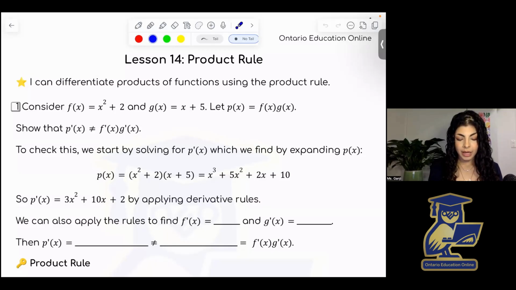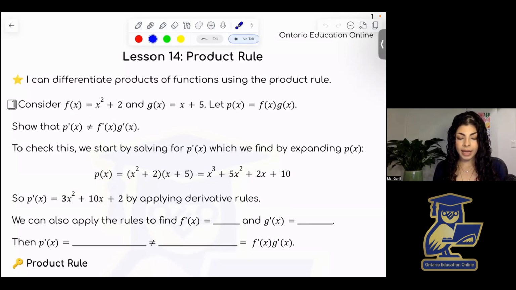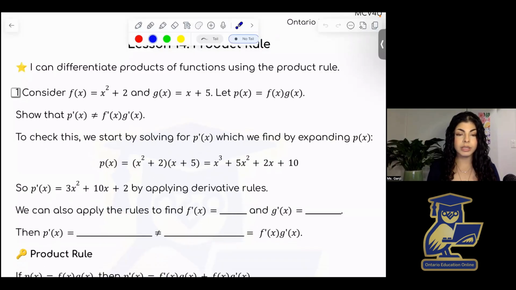So to start, consider first the function f of x, which is x squared plus 2, and g of x, which is x plus 5. And let p of x be f of x times g of x. And we're asked to show that the derivative of p of x is not the derivative of f of x times the derivative of g of x, which is maybe what you were expecting when you saw the sum and difference rule, but it is actually not the case for the product rule. So we're going to show that.